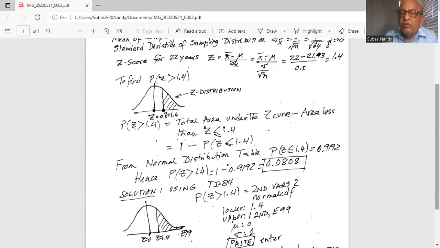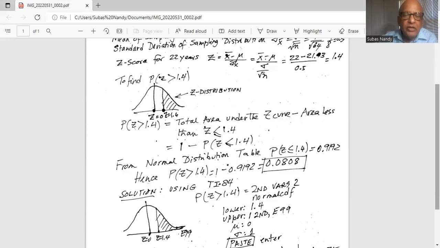And then we scroll down to number 2, which is normalcdf. We always use the normalcdf key in this case, which is the cumulative distribution function. So I'm going to start from z equal to 1.4 because I want to find the area to the right of 1.4, the area greater than z equal to 1.4. So under normalcdf, the first entry, my lower boundary, is 1.4. What is my upper boundary?